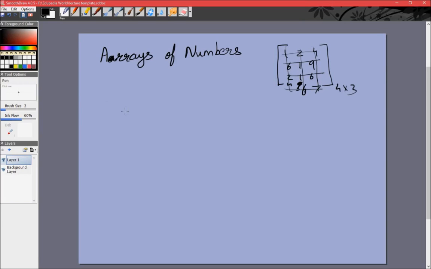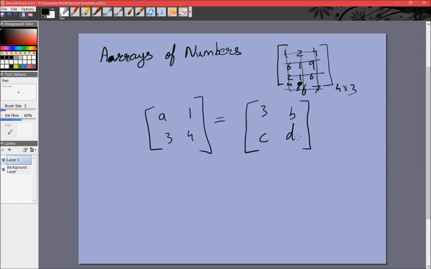Then we learned how to have equality of two matrices. Two matrices are equal if their size is the same and their corresponding entries are equal. So if you have, let's say, the matrix A, 1, 3, 4 equal to the matrix 3, B, C, D. If this is true, first of all, both are 2 cross 2 matrices, so you can easily see that that's fine. Then A has to be equal to 3, B has to be equal to 1, C is equal to 3, D is equal to 4. So two matrices being equal means that their size is the same and each corresponding entry is the same.